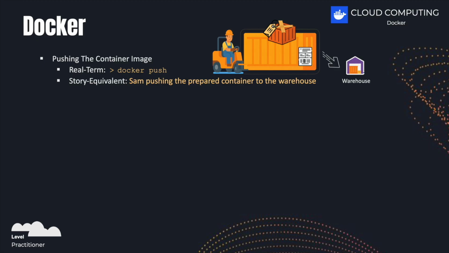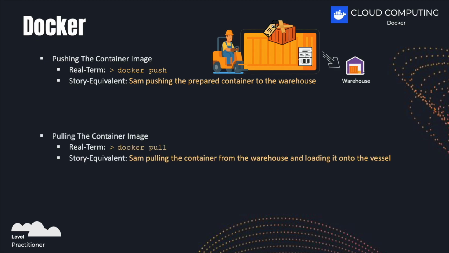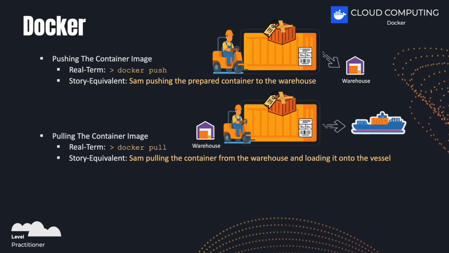In the next step, when it's time to ship, Sam pulls the container out of the warehouse and loads it onto the vessel. Similarly, in the real world, before running a container, we execute Docker pull to download the correct image from the registry. As the command says for itself, Docker pull pulls the image, making everything prepared for the final run.